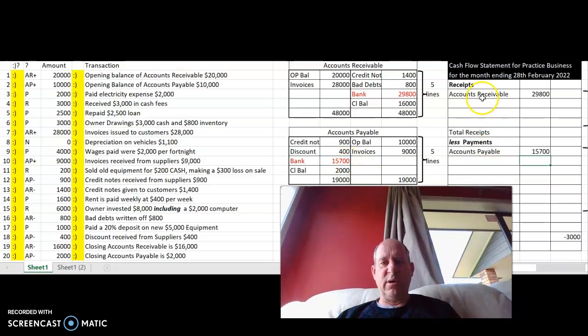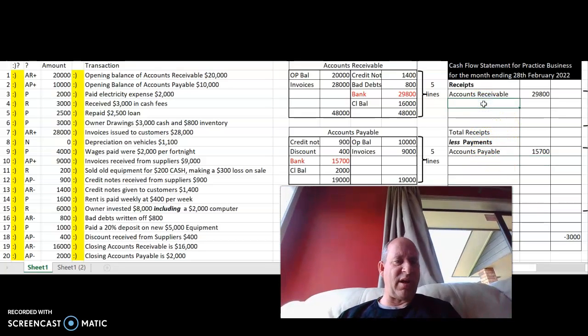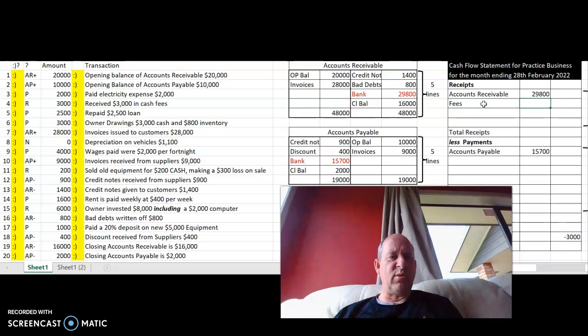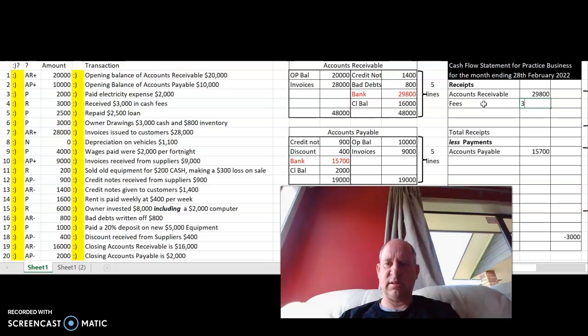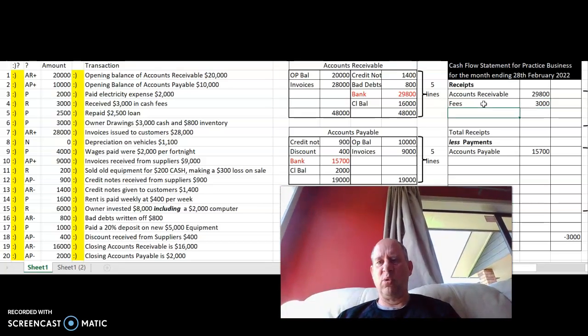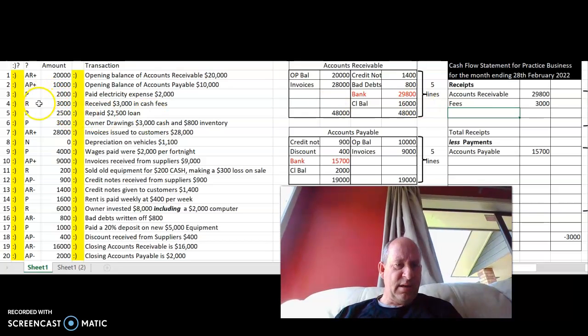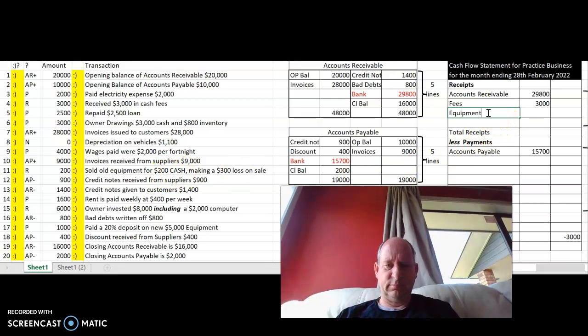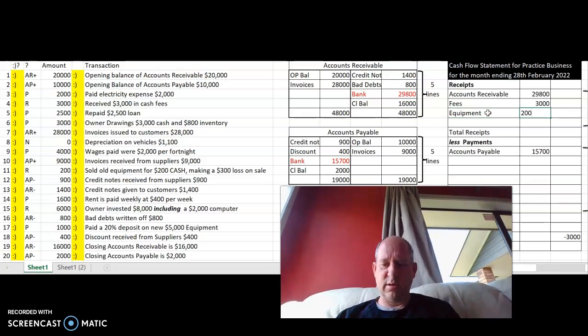Now the easy bit, all we need is R's and P's. So your receipts are anything you wrote R next to. So the next one, and this one is fees. No, we don't write cash fees because it's in the receipts. So it's automatically going to be cash. Any other R's going down? Sold old equipment for cash. So we'll just write equipment. And the figure you wrote was 200. So that's all we put in.